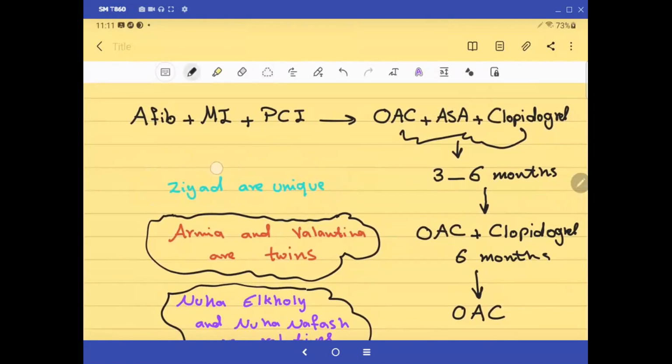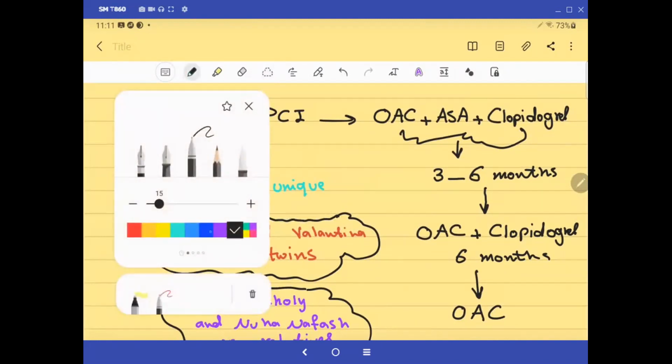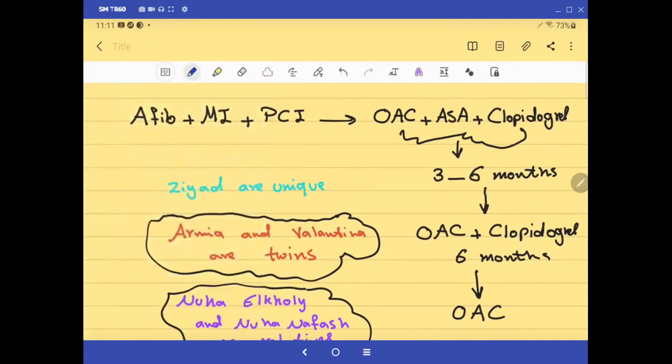Just he is unique because he is the only one we said he will be using aspirin and clopidogrel. We didn't give him a choice. We didn't say that he can take clopidogrel or ticagrelor like in your case. So only aspirin plus clopidogrel. So that's the simplicity too.